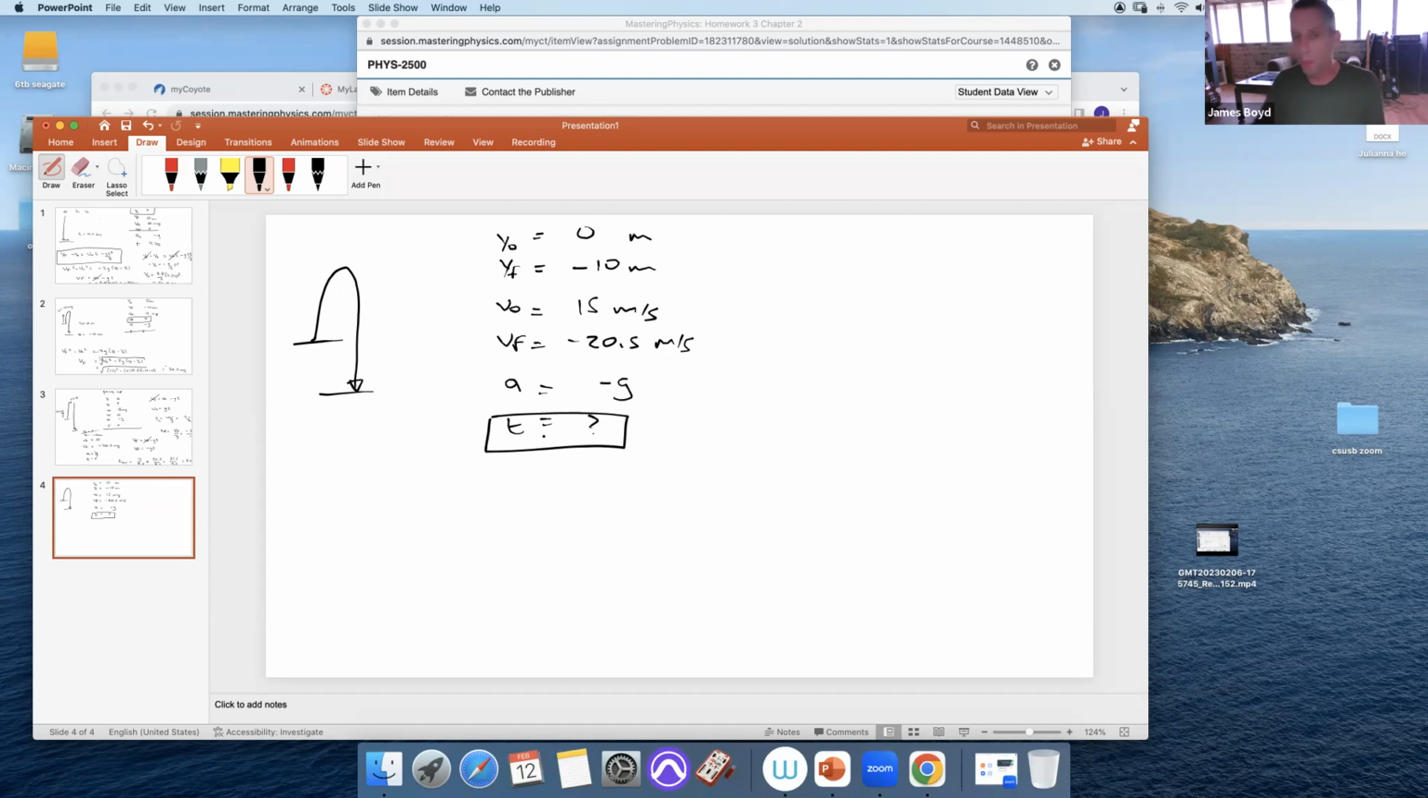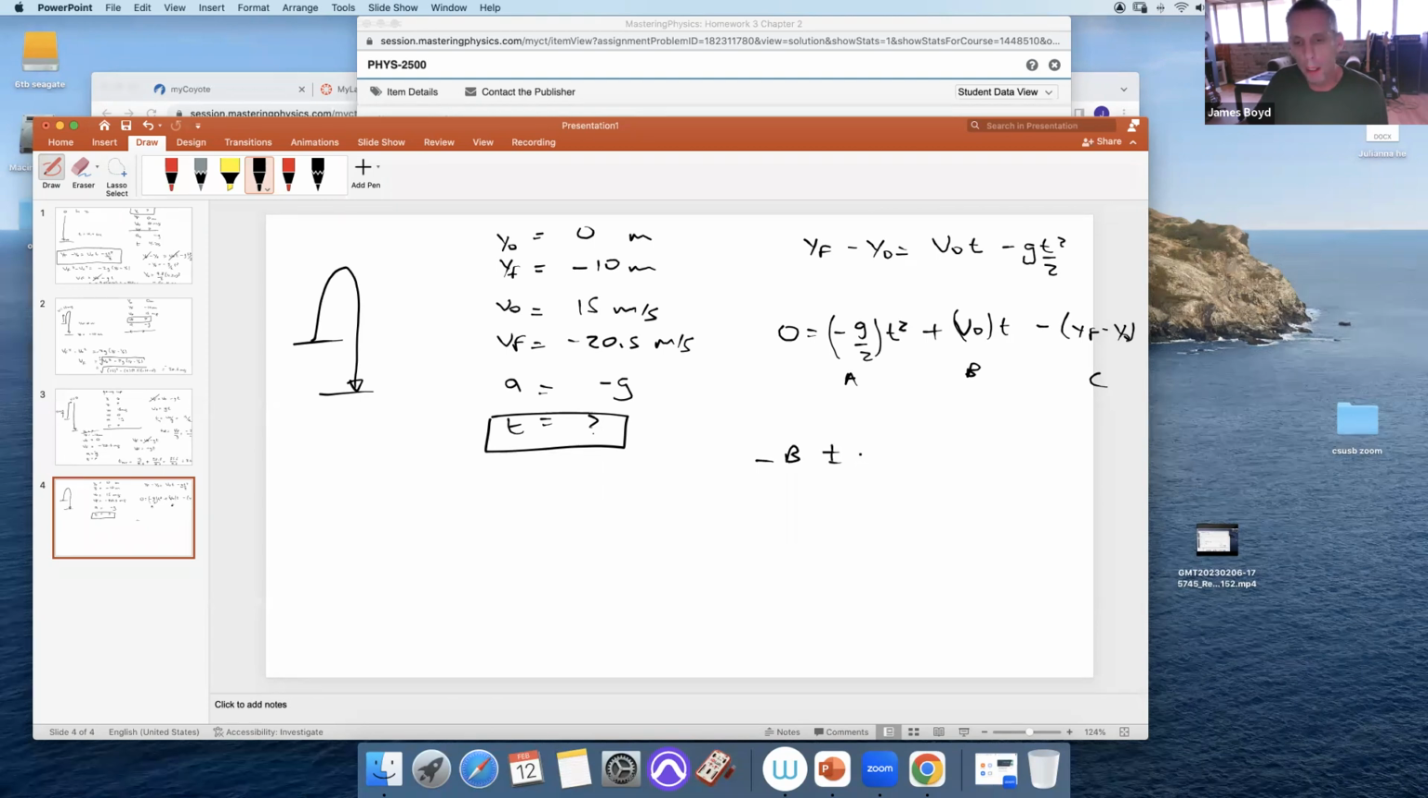In this particular problem, you could actually turn this into a quadratic. We're not going to do that, but how you would do that is rewriting it as 0 is negative g over 2 times t squared plus v naught times t minus y final minus y initial. This would be your a, your b, and your c. And then negative b plus or minus the square root of b squared minus 4ac, over 2a, and choose the positive time. We could do that if we want.